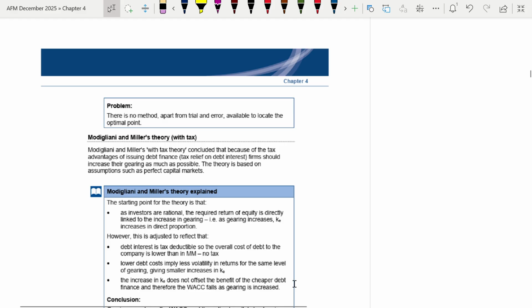Now you have another concept, Modigliani Miller. This is the core theory. Modigliani Miller with tax concluded that because of the tax advantage of issuing debt finance, firms should increase debt. That is why companies take debt, which is the most important point. That is why they say this is a tax theory: there is a tax relief on debt interest.